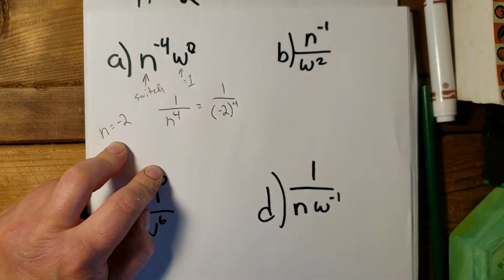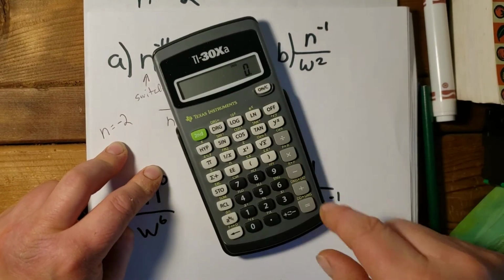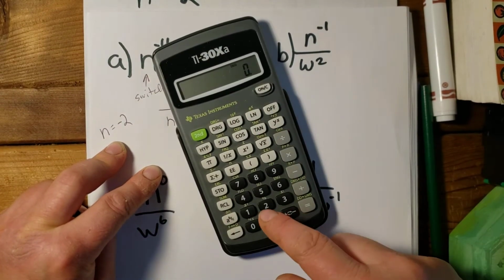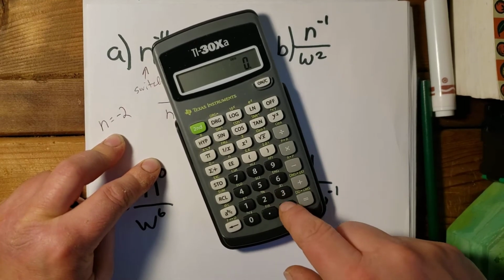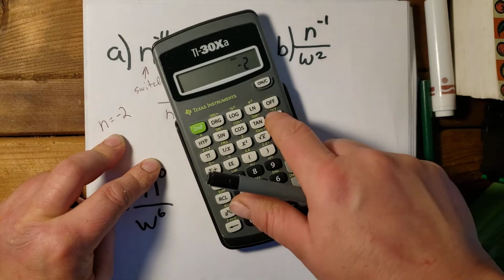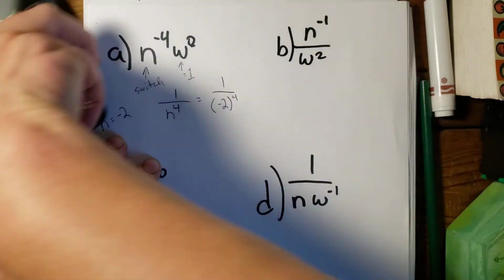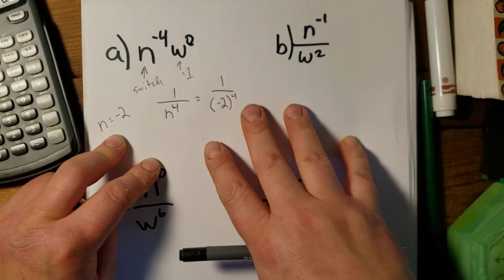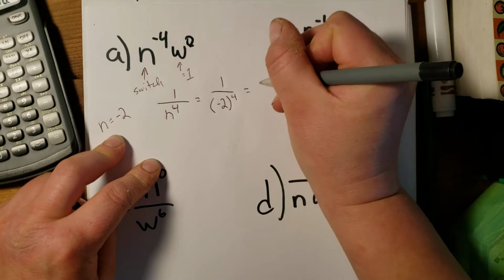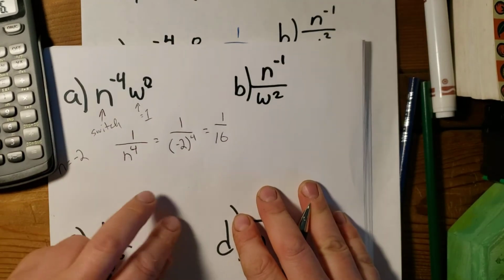If you don't know what -2 to the 4th is, don't worry. You can pull it up on your calculator. Your calculator may be different than mine at home, but there's always some way to do this. So -2 to the power of 4. Notice that it's a positive, okay? Because it's a negative times a negative, which is a positive, times a negative, which is another positive. So that's going to be 1 over 16. And I'm going to leave it as a fraction.